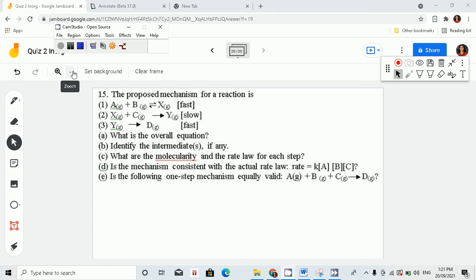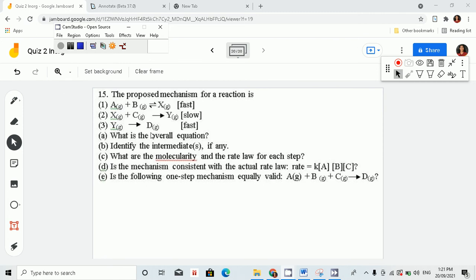The proposed mechanism for a reaction is: step one, A plus B yields X. That is a reversible reaction. Then the second step is X plus C, which yields Y. And then the third step is Y yields D. So what is the overall equation?